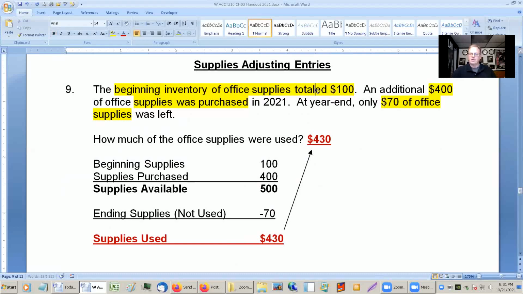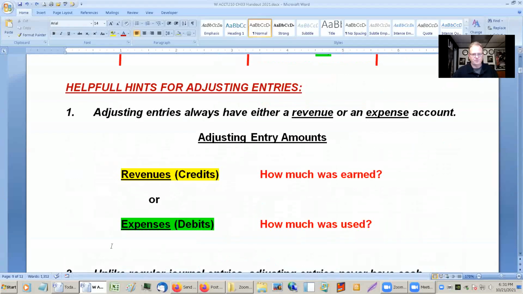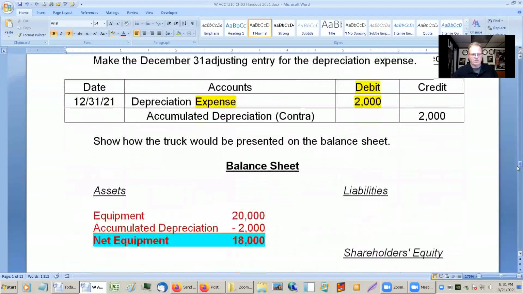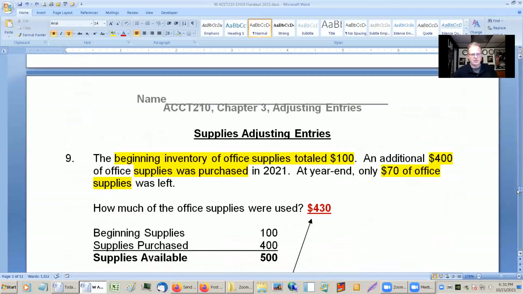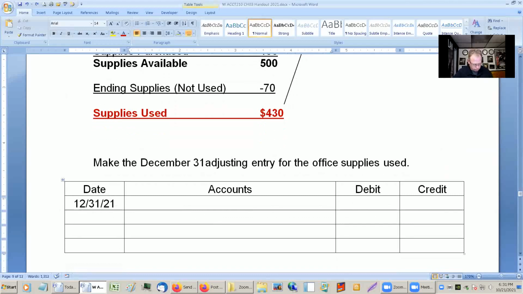We're paying for it. An expense is when we pay for it. Revenue is when money comes to us. So this is money going out. We're buying supplies. So this will be an expense. And the great thing about expenses, it's always debits. So this will be supplies expense, which is debits, for 430.